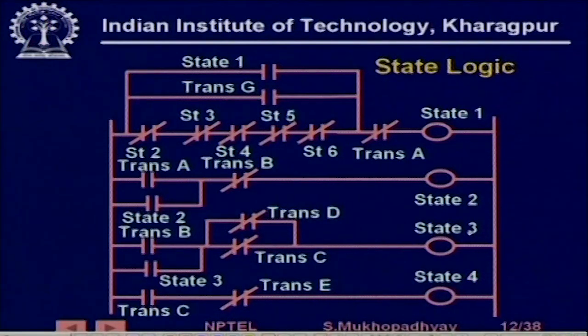On the other hand, while state 3 is on, if either transition C or transition D occurs, transition D is due to the stop push button being pressed, and transition C is due to the bottom limit switch being made. If any one of these occurs, then it will no longer be in state 3, but it will go to either state 4 or state 5. If transition C occurs, state 3 will be falsified and state 4 will become on. On the other hand, if transition D occurs, then this will be falsified and state 5, which is not shown here, will become on.